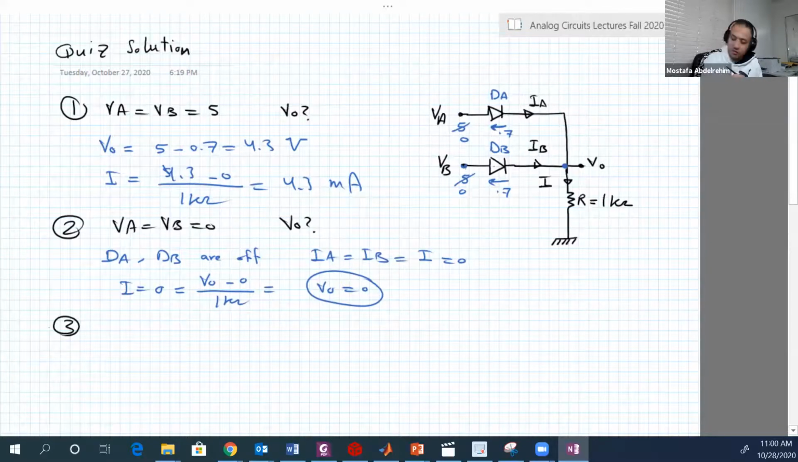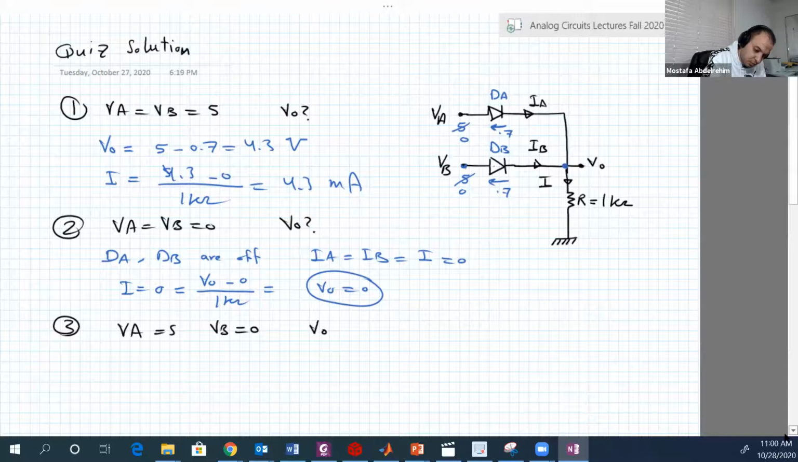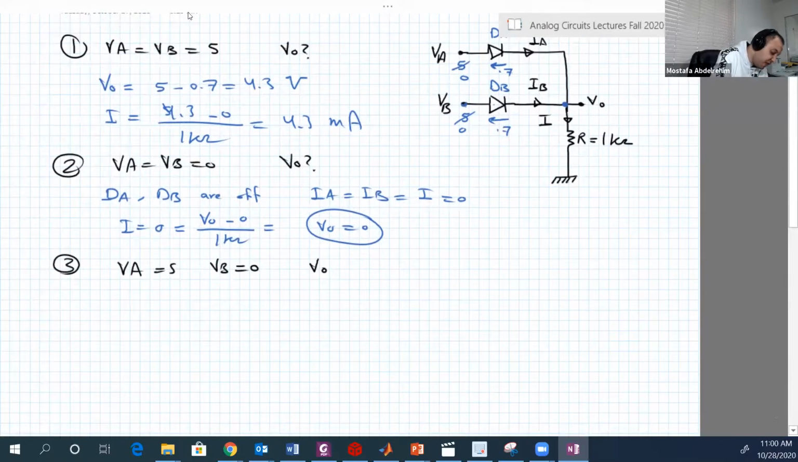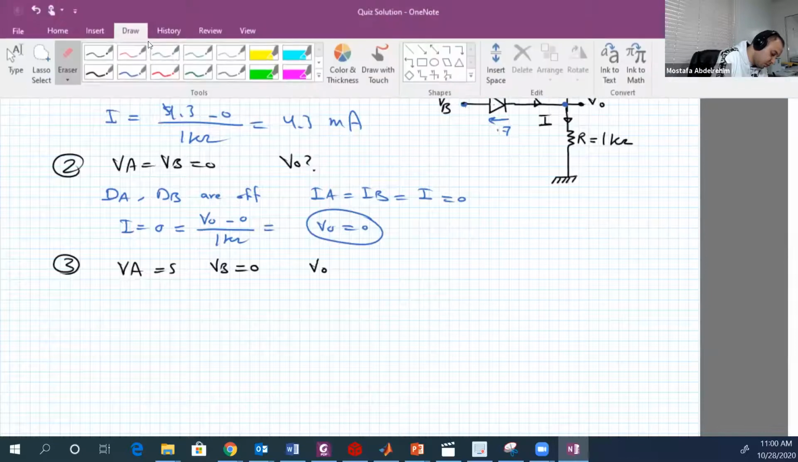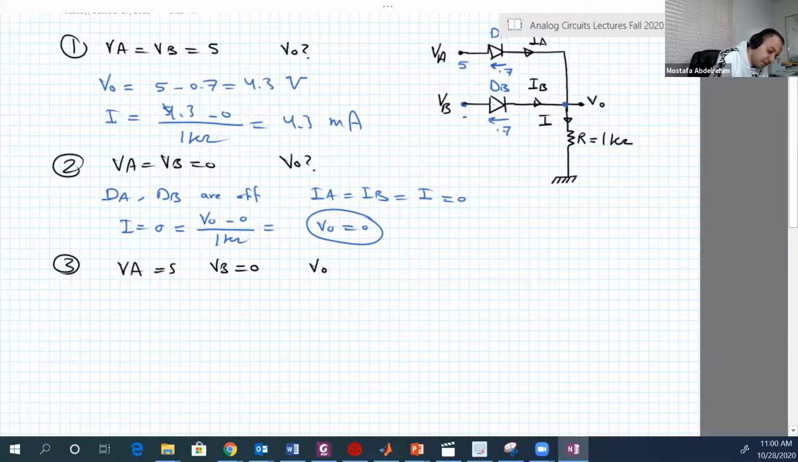VA is equal to 5, VB equal to 0. Again, what is VO? So if VA is equal to 5 and VB is equal to 0. Actually, I don't need to mention that VB is equal to 0, because whenever you have a voltage input, either VA or VB equal to 5, then its diode will be on. So in that case, DA is on, DB is off.